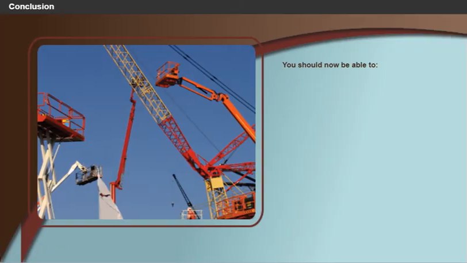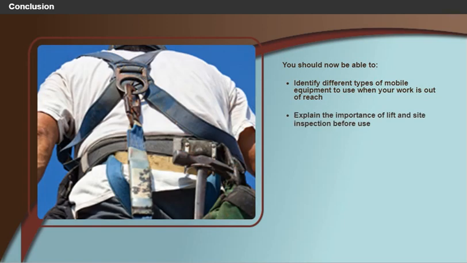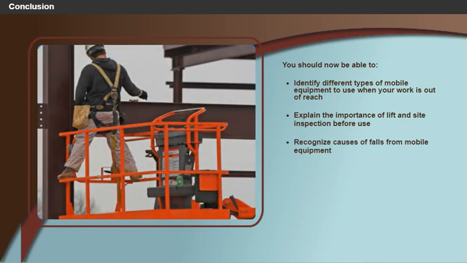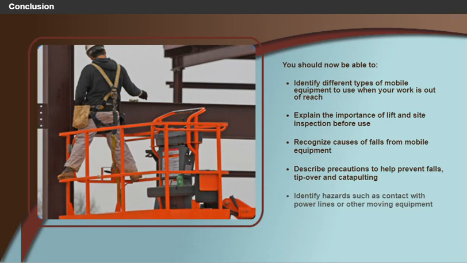This concludes our training on aerial and scissor lifts. You should now be able to identify different types of mobile equipment to use when your work is out of reach. Explain the importance of lift and site inspection before use. Recognize causes of falls from mobile equipment. Describe precautions to help prevent falls, tip-over, and catapulting. And identify hazards such as contact with power lines or other moving equipment. This concludes the course.